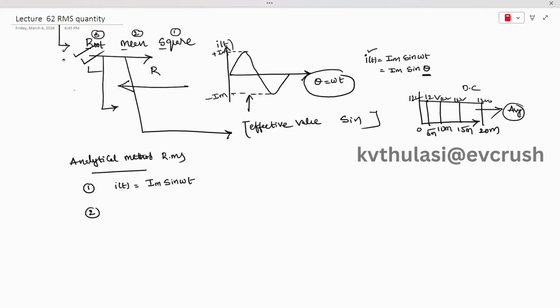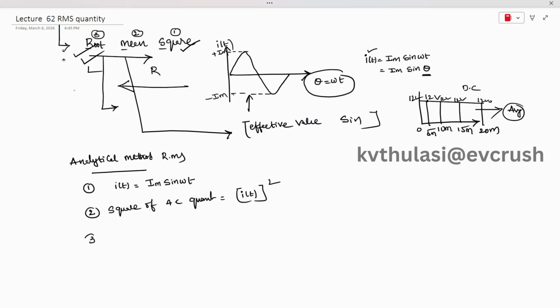The second step is, for the given current, perform the square of that AC quantity. The square of that value is nothing but I of t whole square. So that's what I told: the first step is to perform the square.